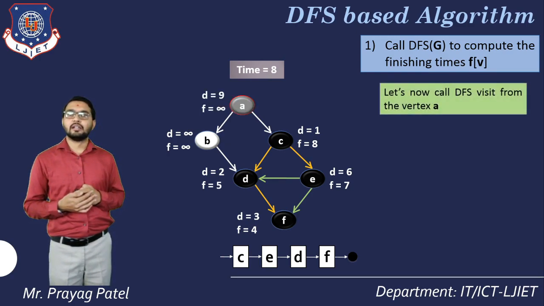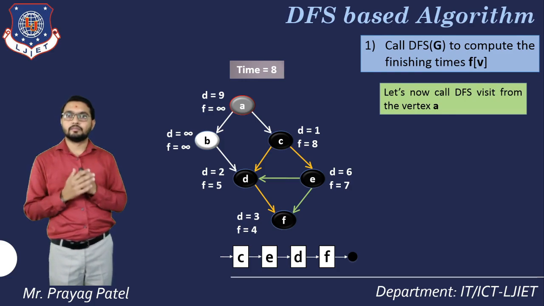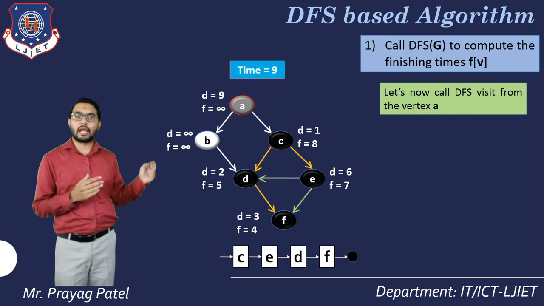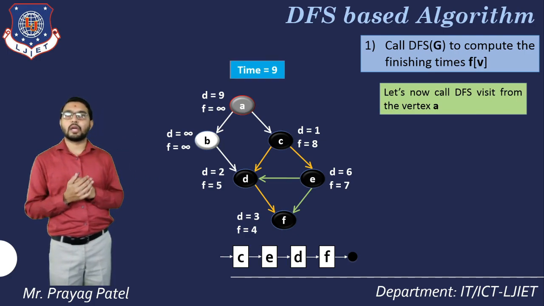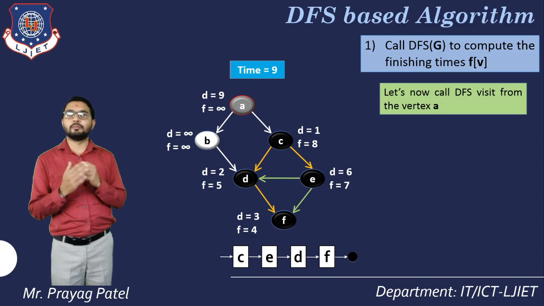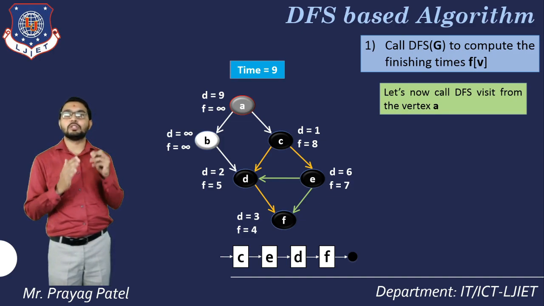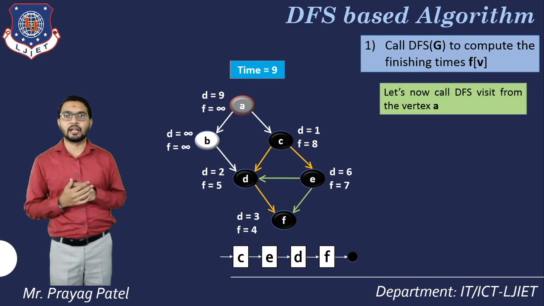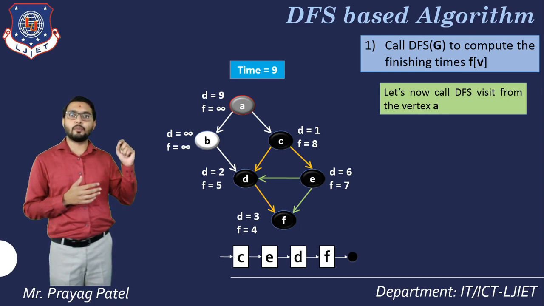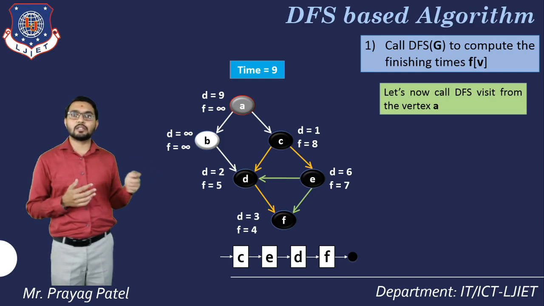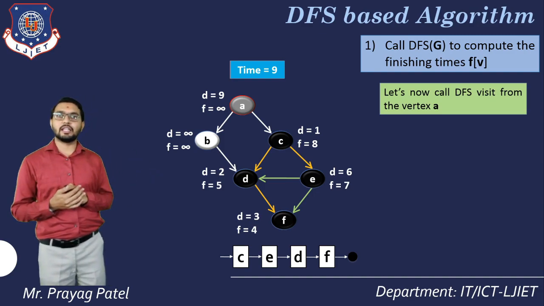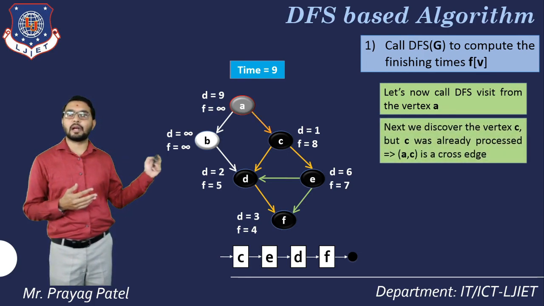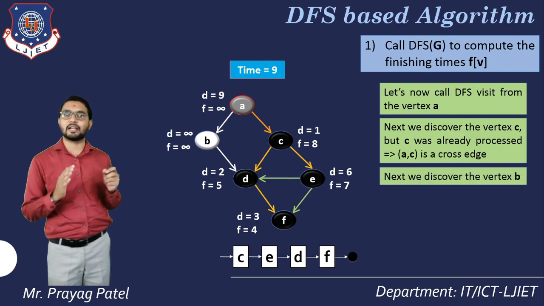Now consider the starting time of the node A, meaning D equal to 9, because we increment the time by 1. So time equal to 9, then D equal to 9. Now consider the color of the node A equal to gray. Now check the neighbor nodes of the node A and move from the node A to any other remaining node. So here one path from A to C is available, but C is already a visited node, so consider the A to C path as a cross edge.